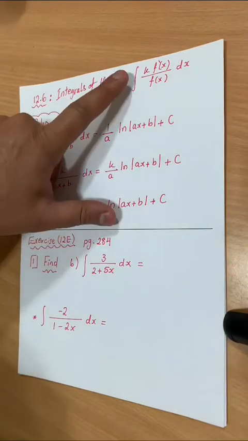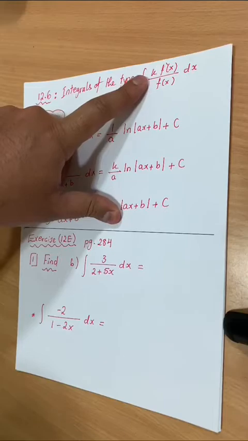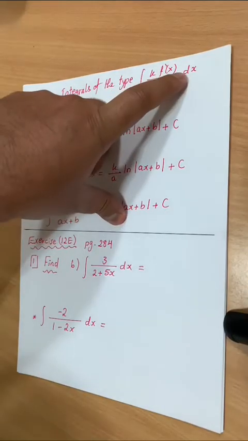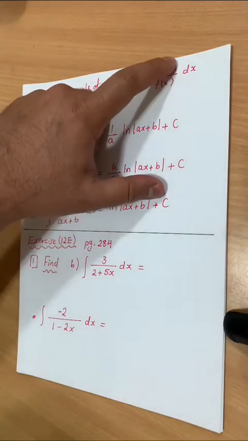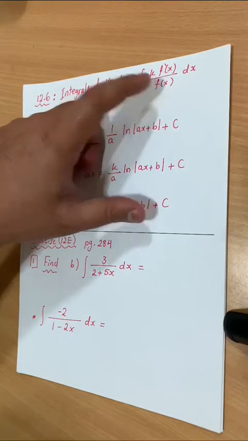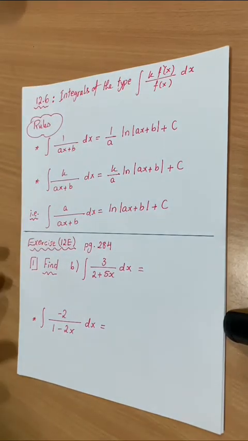Now we're going to move to 12.6 that you find in exercise 12e, page 284. Integrals of the type k times the derivative of the function over the function itself times dx. That will take you to the derivative of ln. If you remember, the derivative of ln is the derivative of the function over the function itself. So this will take you directly to integration that will give you ln.